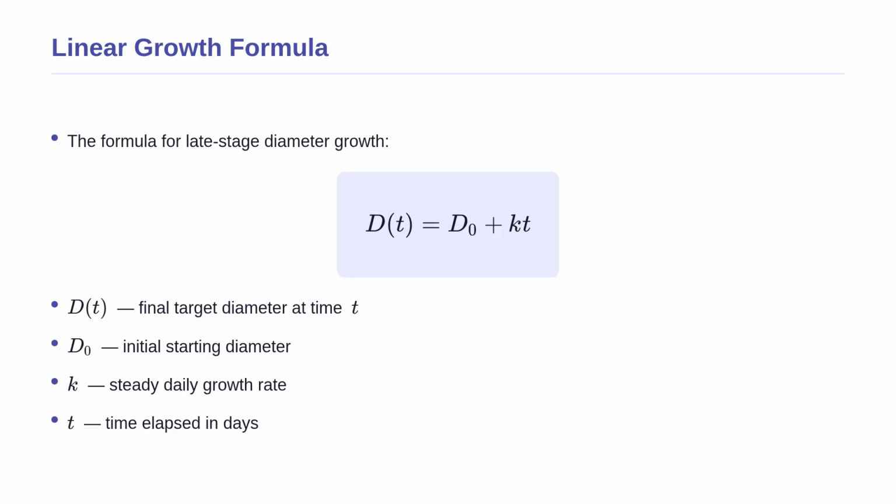D of t is the final target diameter of the follicle. D0 is the initial starting diameter when we begin tracking. The variable k represents the steady daily growth rate, usually measured in millimeters per day. Finally, t is the time elapsed in days. If the daily growth rate k is higher, the follicle reaches its mature size in fewer days. If k is lower, the maturation process takes longer.